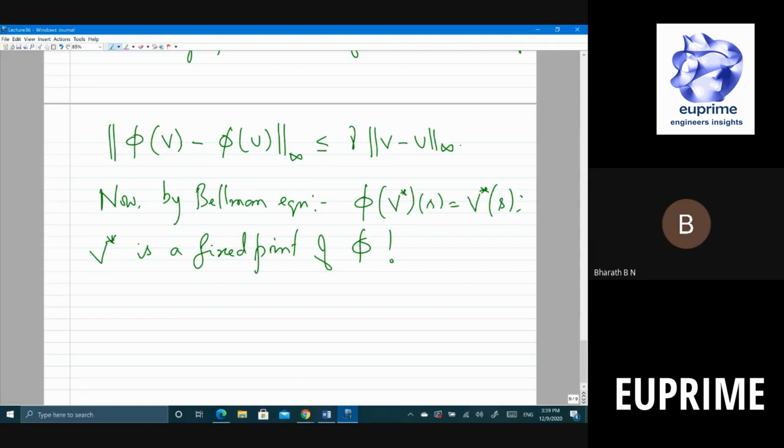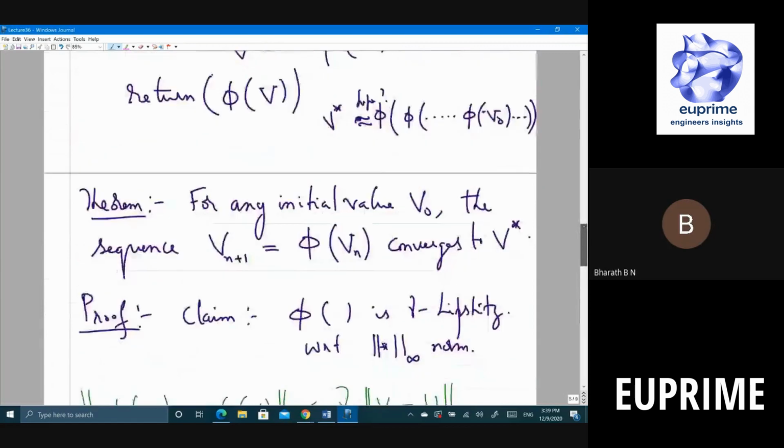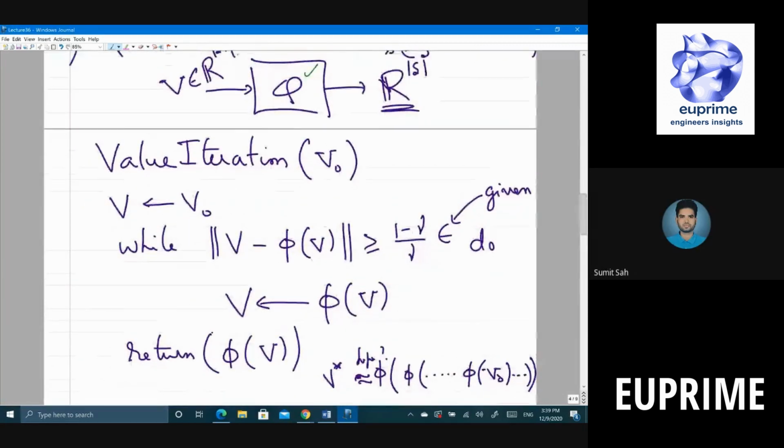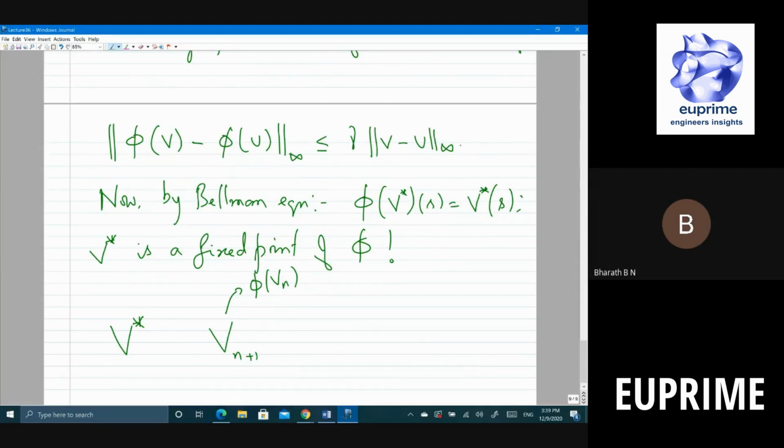All that I have to prove is this iteration will lead to v star. That means if you look at v star and you look at, let's say, vn plus 1. You know what vn plus 1 is in the algorithm? Phi of vn, right? So let me write this. This is phi of vn is vn plus 1, right? So now you look at the difference of this, v star minus vn plus 1. Let's look at infinity norm now.